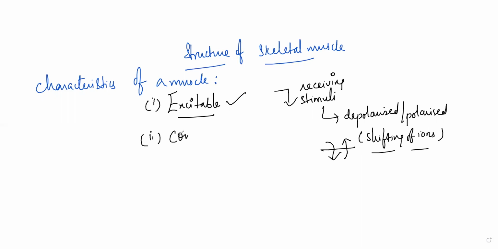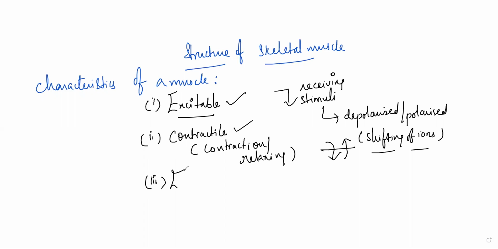And the second thing is they have to be contractile. They have to contract. They need to have the property of contraction and relaxation. So we call it contractile. Thirdly, they have to be extensible. What is extensible? Extensible means they have to be stretchable.